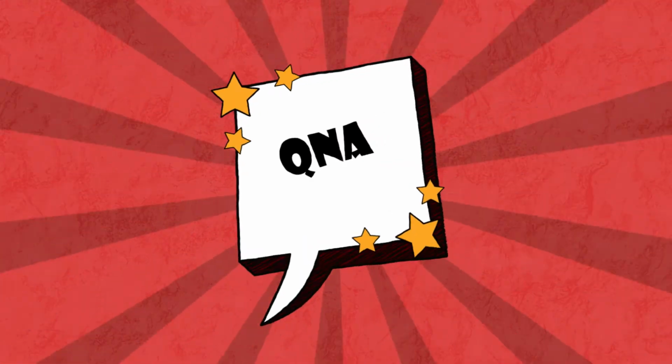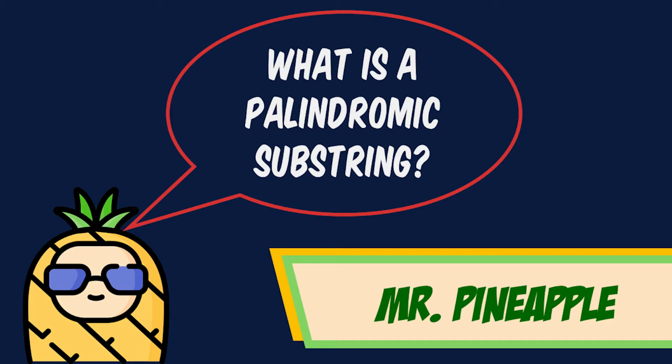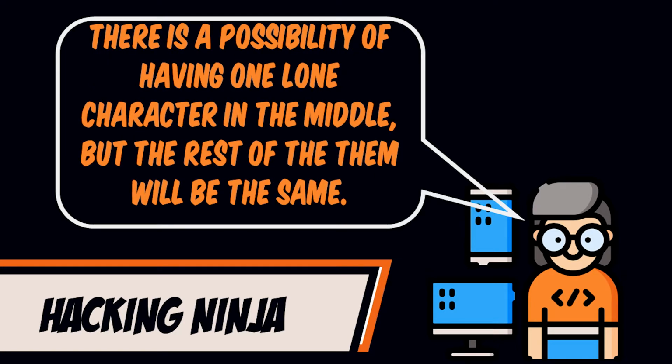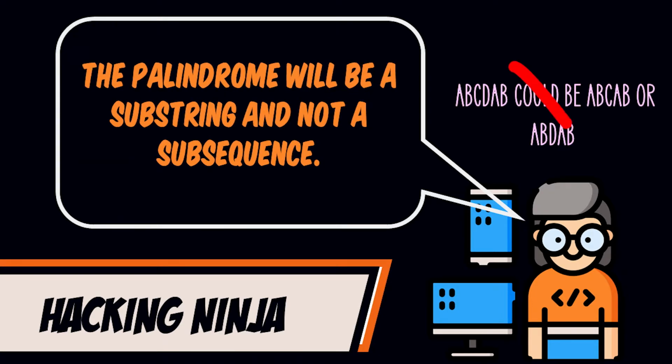Let's get some additional information. What is a palindromic substring? When you divide it at the middle, it should have the same substring on each side. There could be one lone character in the middle, but the rest of them will always be in pairs. Second, you don't have to remove the characters to make a palindrome. The palindrome should exist as a contiguous substring.